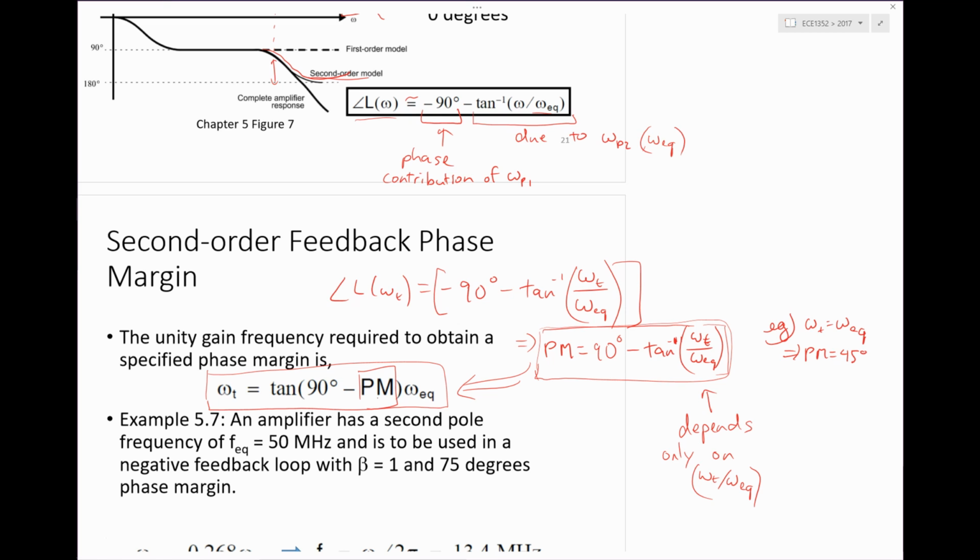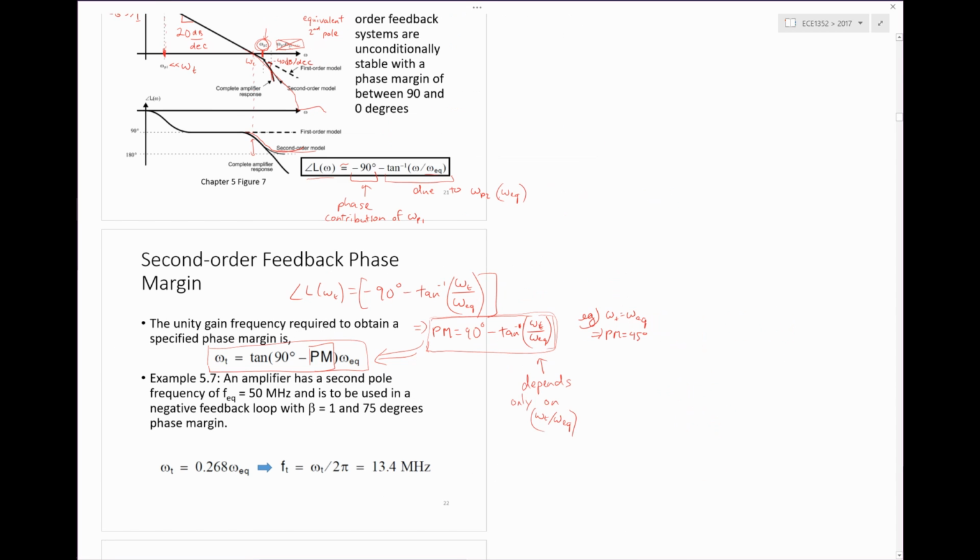And then we're going to modify the design, basically we're going to stick a capacitor in there, or something similar, to do compensation so that we make omega t equal that value. Okay, so this is like this example. Let's say an amplifier has a second pole of 50 megahertz, and we're going to put it in feedback with beta equals 1, and we need 45 degrees phase margin, right?